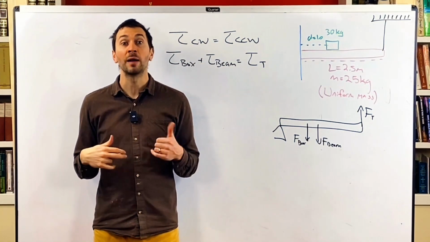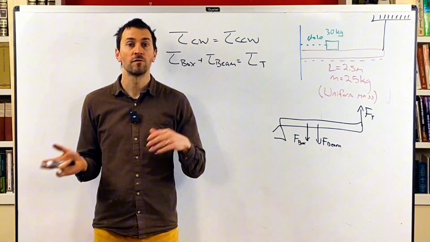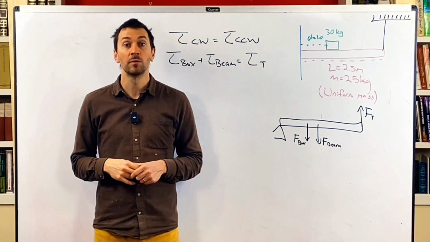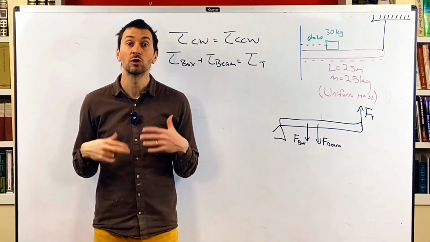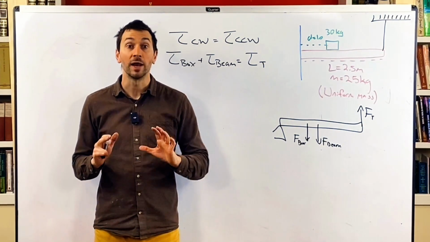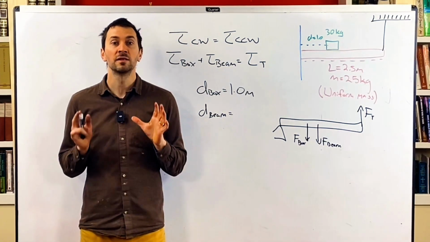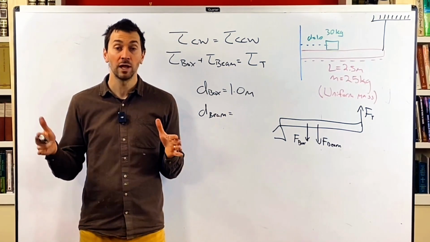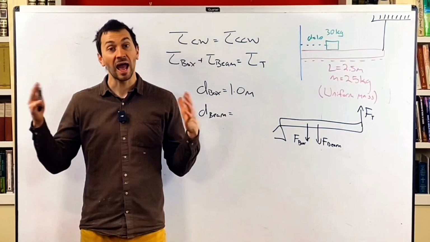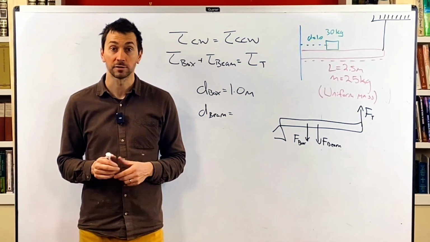Now, for this problem, I'm just going to write down the distances that each of these three has from the hinge. It may be a bit laborious to do that in every question, but when we're learning, it's nice to be clear about everything. So the box is 1 meter away from the hinge. We say that the force of the beam is halfway along the beam, that is half the length of the beam away from the hinge, so 1.25 meters.